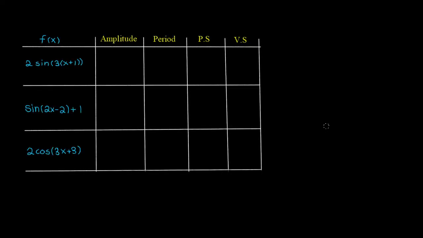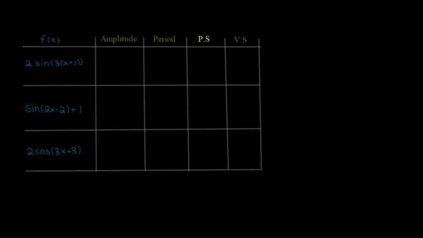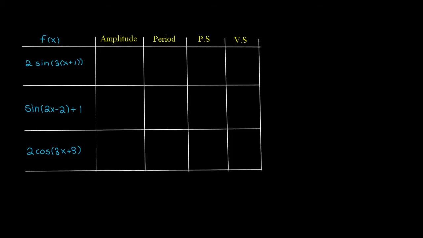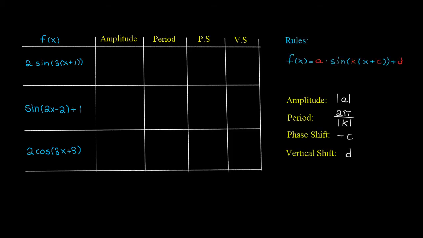Let's continue by doing some more examples. Our task is to try to determine the amplitude, the period, the phase shift, and the vertical shift for this function here in the table. And to do that, we have to use the rules that we just discovered. And one important thing to remember is that we have shown that all these rules apply to the sine function, but they do in fact also apply to the cosine function. So that is a good thing to remember.